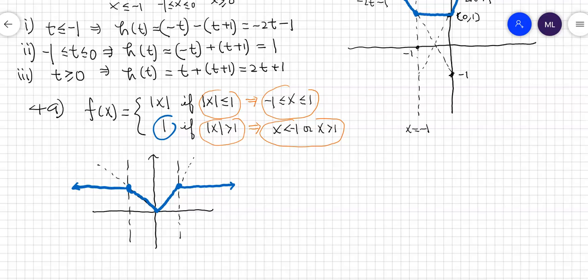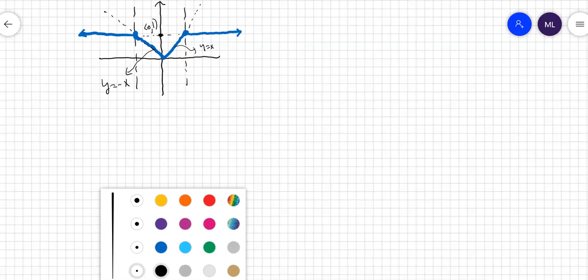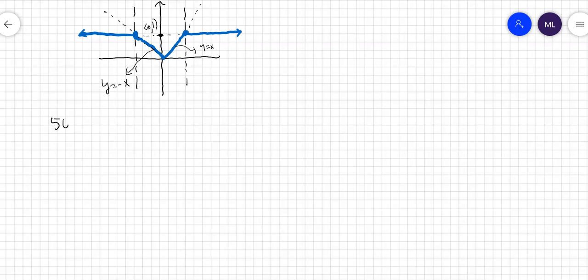So this graph is y equals x. This graph is y equals -x. And this point is 0, 1. That's what it is. That was 49. Let's do 50. The 50 is they want you to graph this, sketch the graph of g of x is absolute value of another absolute value of x, minus 1.